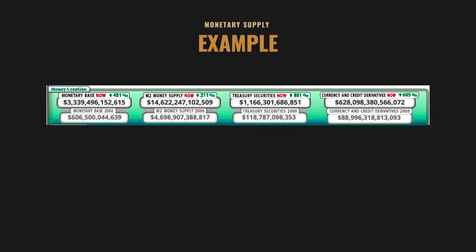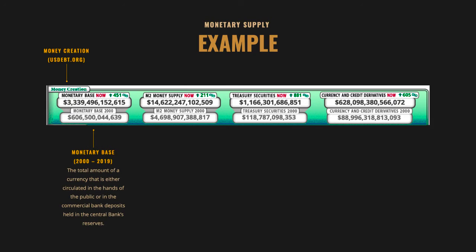Here's a screenshot from usdebtclock.org where you can see some information on money creation and monetary supply. If you look at the M1 monetary supply, your monetary base, from 2000 to 2019, we've seen an increase. It's up 451%. And that's the total amount of a currency that is either circulated in the hands of the public or in the commercial bank deposits held in the central bank's reserves.